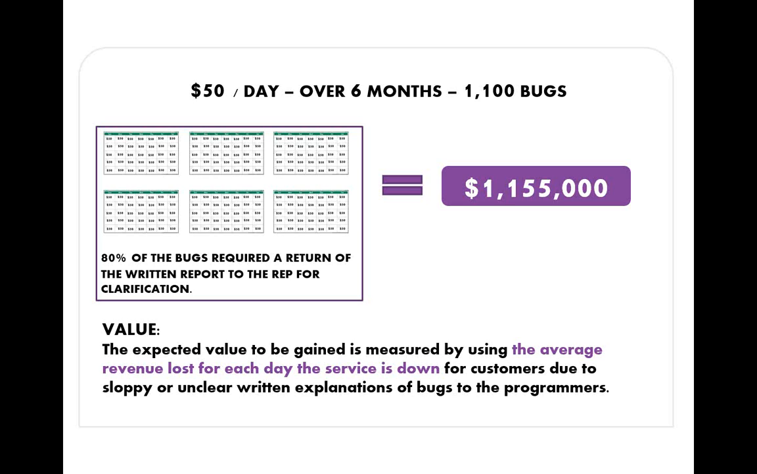80% of the bugs require a return of the written report to the rep for clarification because the rep's writing isn't clear. Okay? So what we're expecting to see, the expected value to be gained, is measured by using the average revenue loss for each day the service is down for customers due to the sloppy or unclear written explanation of bugs to the programmers.